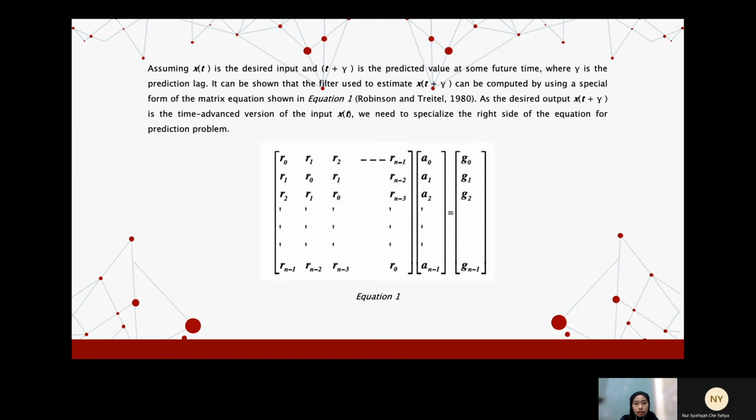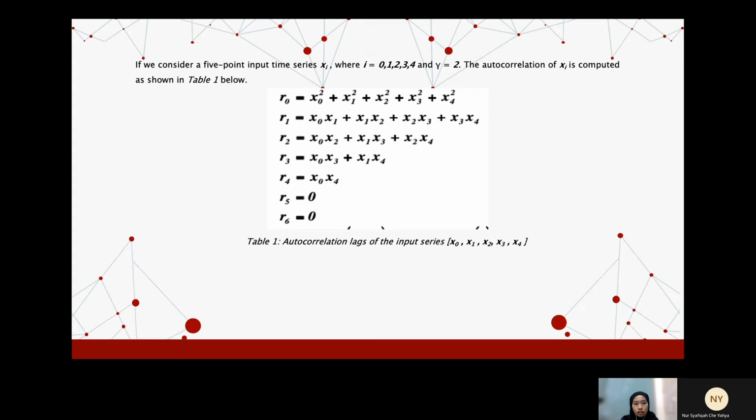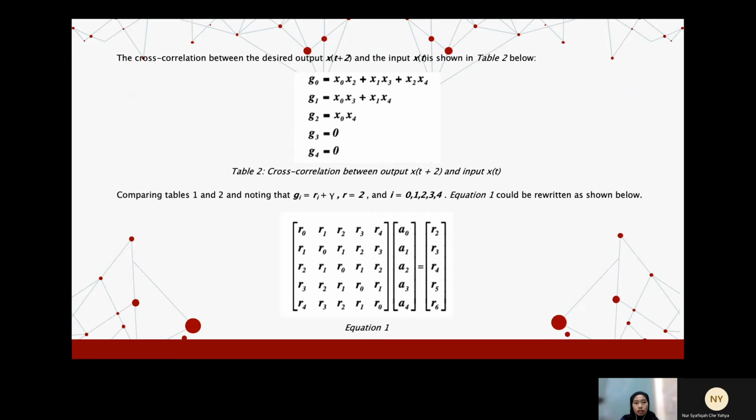As the desired output x(t+y) is the time-advanced version of the input x(t), we need to specialize the right side of the equation for the prediction problem. If we consider a 5-point input time series x(i), where i equals 0, 1, 2, 3, 4, and y equals 2, the autocorrelation of x(i) is computed as shown in table 1 below. The cross correlation between the desired output x(t+2) and the input x(t) is shown in table 2 below.